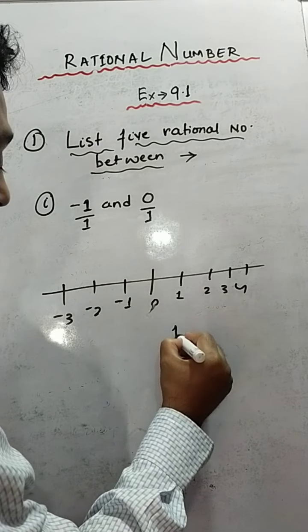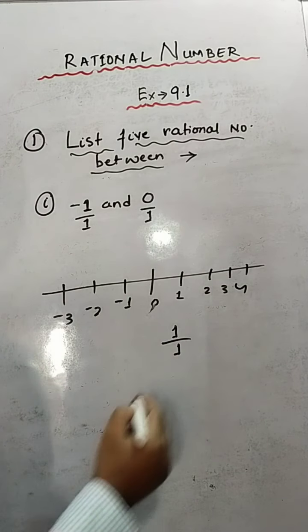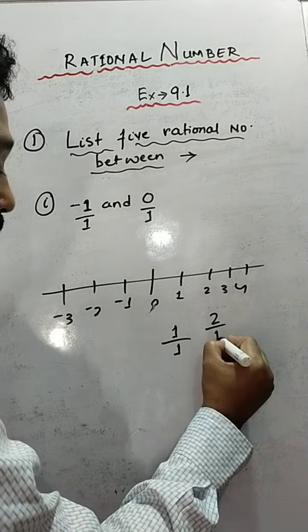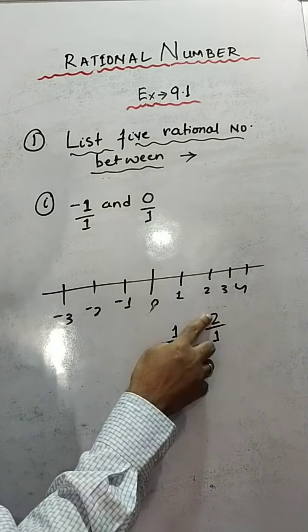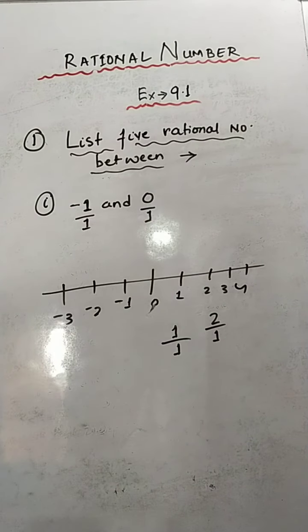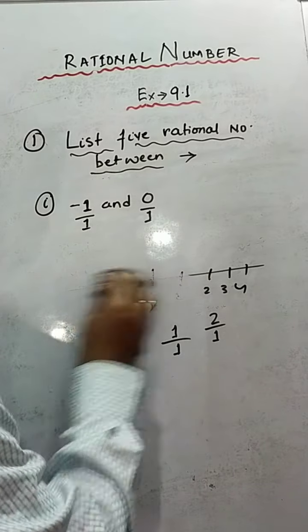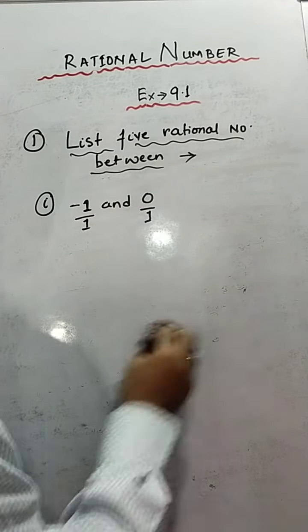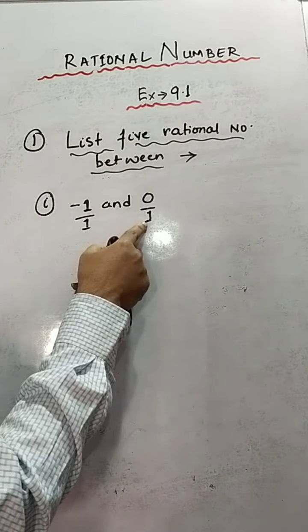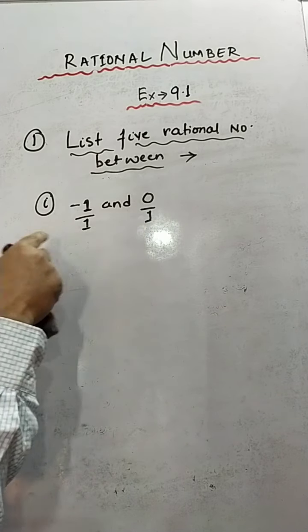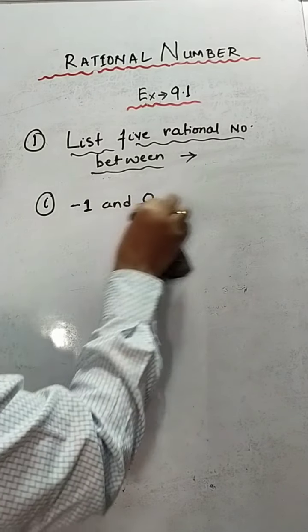Why? Because if I write 1 only, that means the denominator is 1. If I write 2, then it means the denominator is 1. So they are in the form of a by b. So that is the reason we can say that -1 and 0 are also rational numbers, because they have a denominator of 1. So do not get confused.